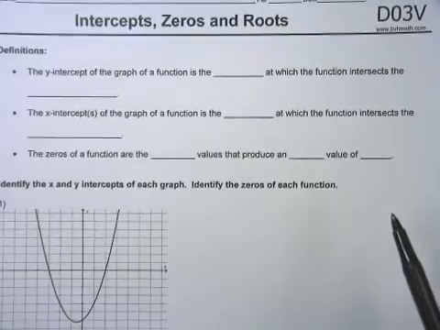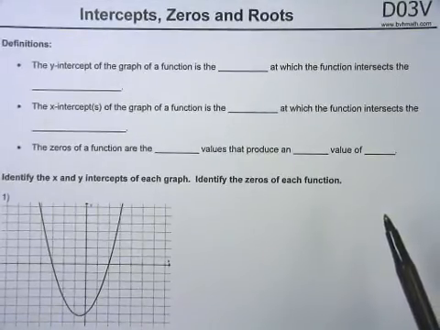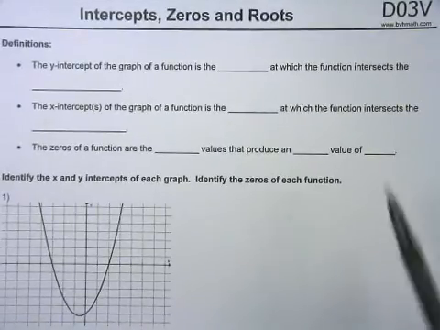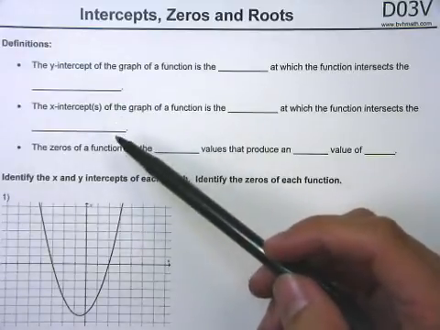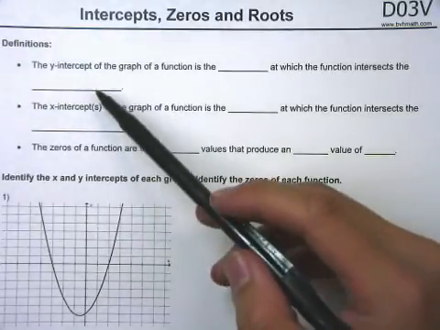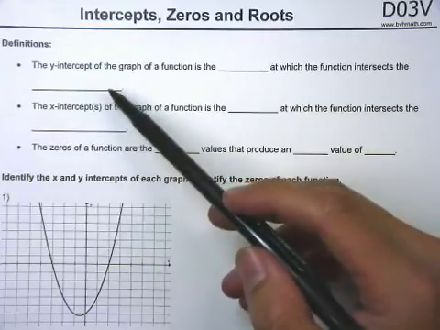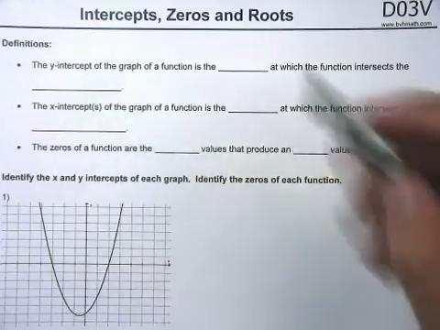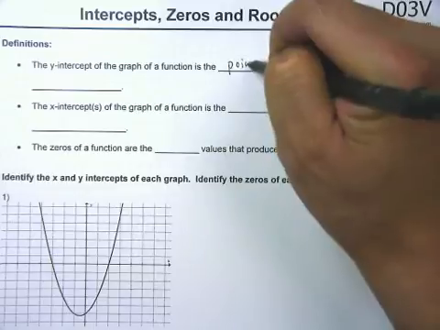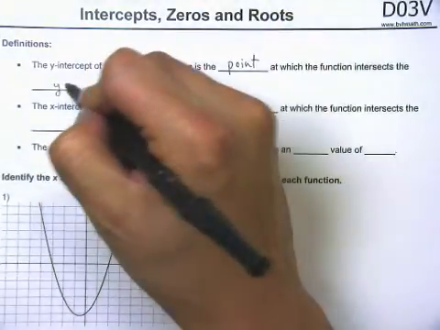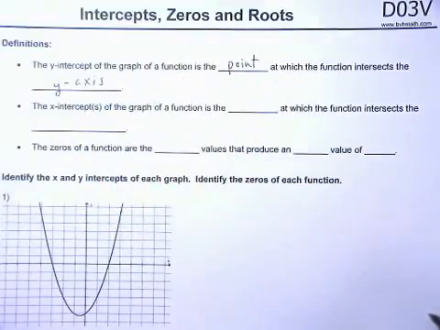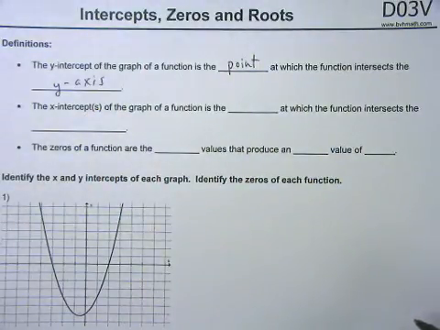All right, so let's start with intercepts. When we talk about intercepts, there are basically two types: y-intercepts and x-intercepts. You're probably familiar with these already. Let's define these. The y-intercept of a graph of a function is the point at which the function intersects the y-axis.